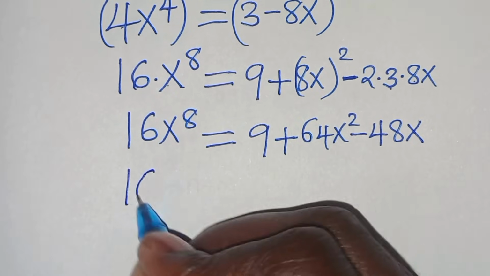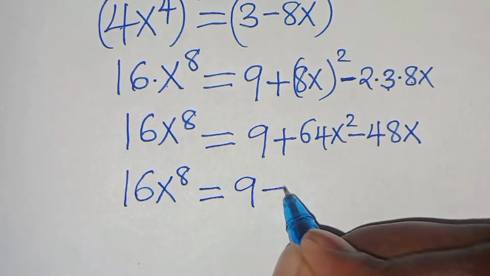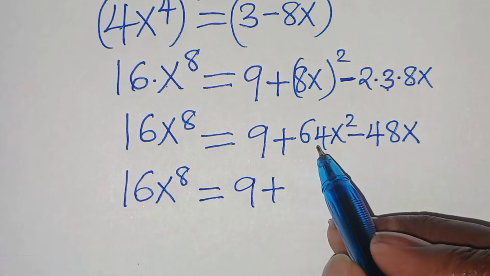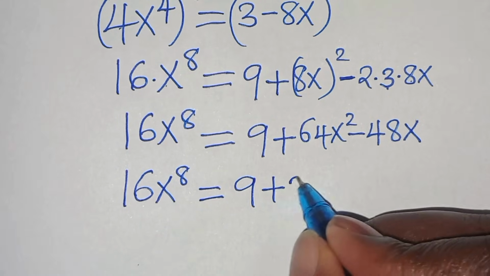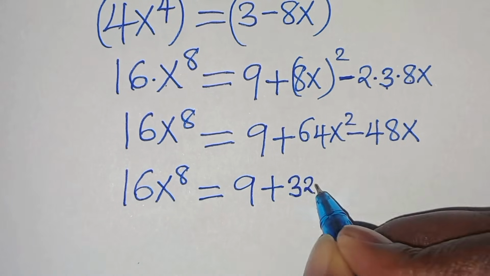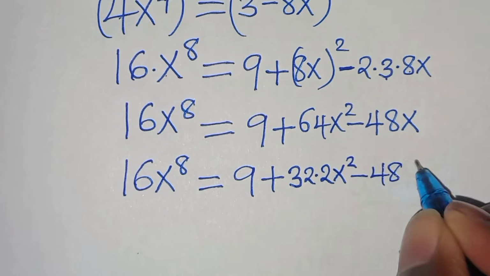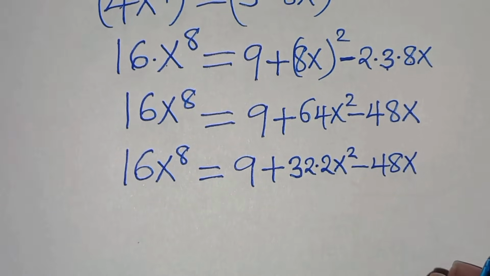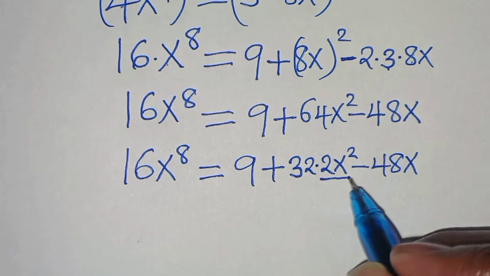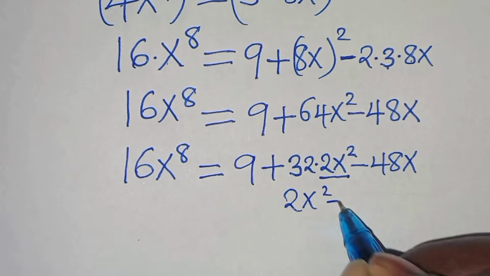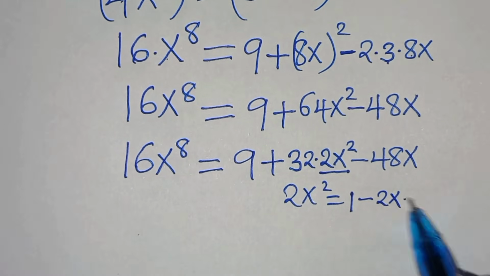So this is 16x to the power of 8. This is equal to 9 plus, we can express 64x to the power of 2, this is the same thing as 2 times 2x to the power of 2, minus 48x. We have that 2x to the power of 2, that is 2x squared, is equal to 1 minus 2x. This is what we have in equation 2.